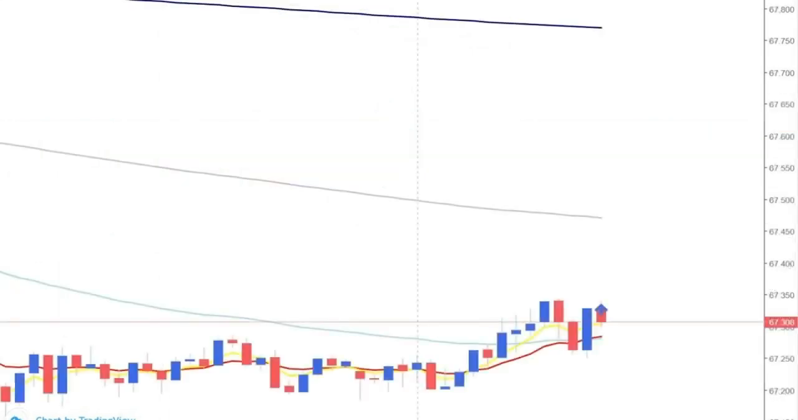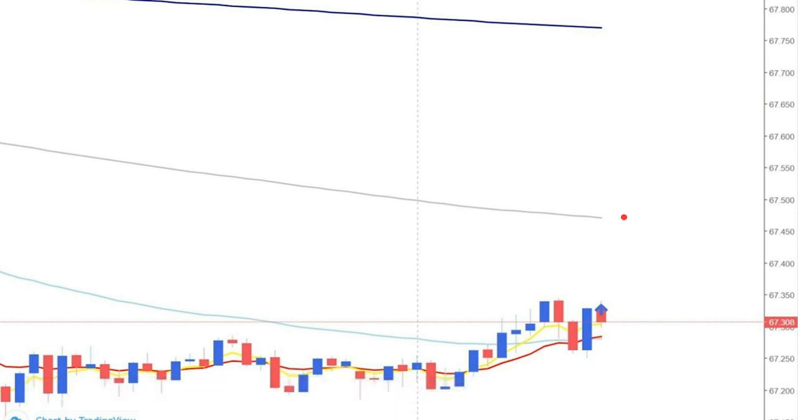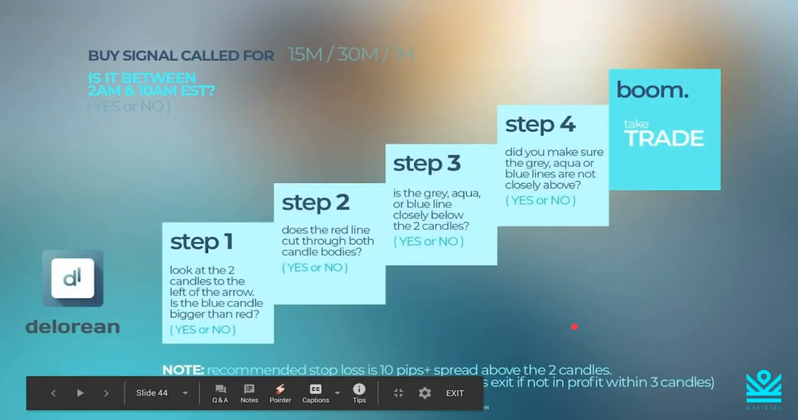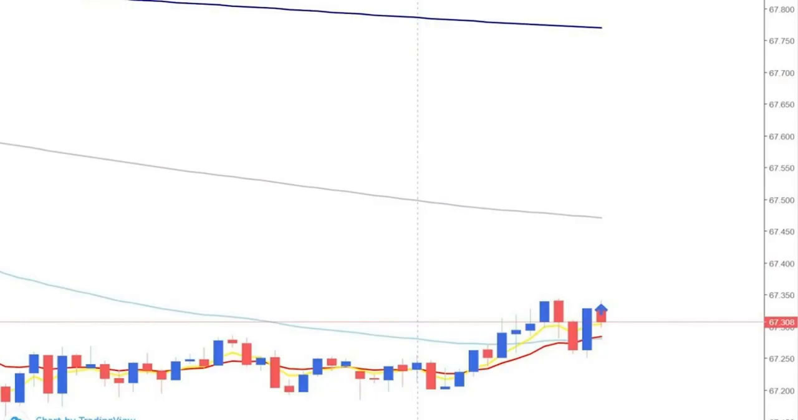Buy or sell? That's the first question you want to ask yourself. The first thing you should see is that you see a blue arrow. If you see a blue arrow, that of course means we are looking to buy. Since we are looking to buy, what we will now do is we will take a good look at these 2 candles. And we'll go over to step 1. Step 1 says, look at the 2 candles to the left of the arrow. Is the blue candle bigger than the red?